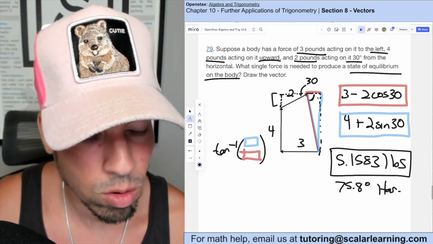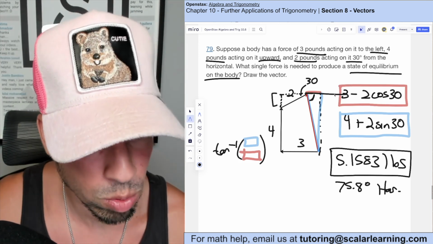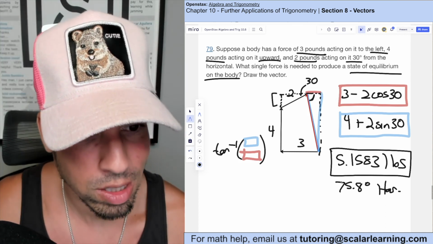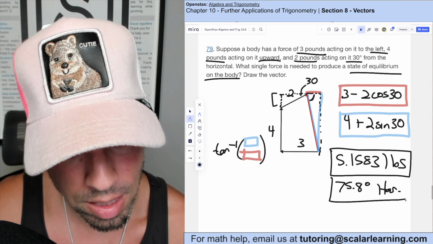And I mean, really, I'd almost say this is negative because we're going out horizontal. We're coming down this way. But they have it in the back of the book as 75.8 just as is. So we can leave it like this. That's how you do it.